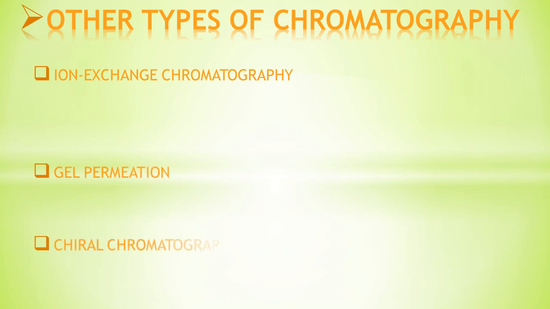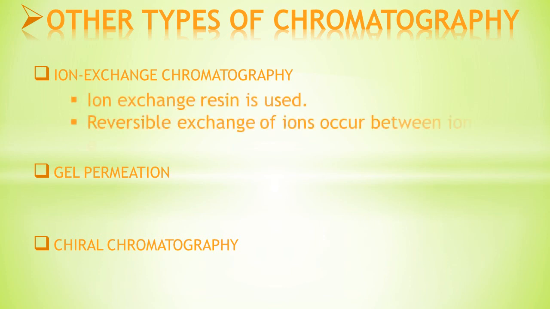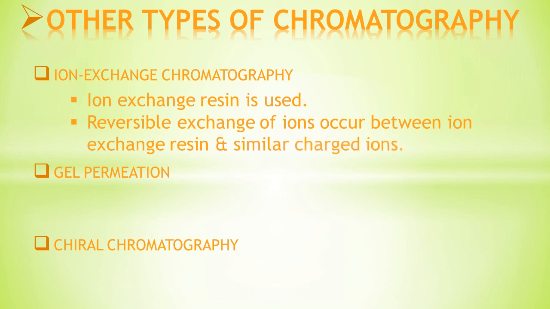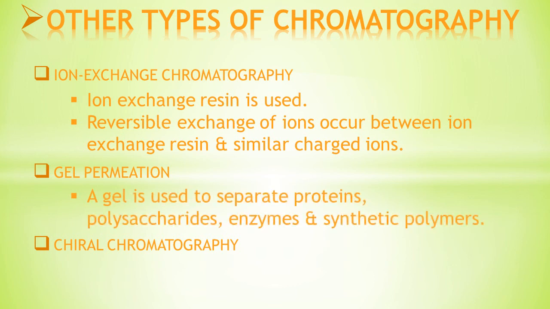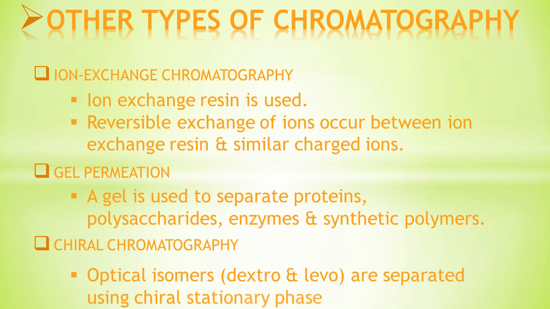Next, we'll discuss about other types of chromatography. It include ion exchange chromatography, gel permeation, and chiral chromatography. In ion exchange chromatography, an ion exchange resin is used. Reversible exchange of ion occur between ion exchange resin and similar charged ions. In gel permeation, a gel is used to separate proteins, polysaccharides, enzymes, and synthetic polymers. In chiral chromatography, optical isomers, that is, dextro and levo, are separated using chiral stationary phase.